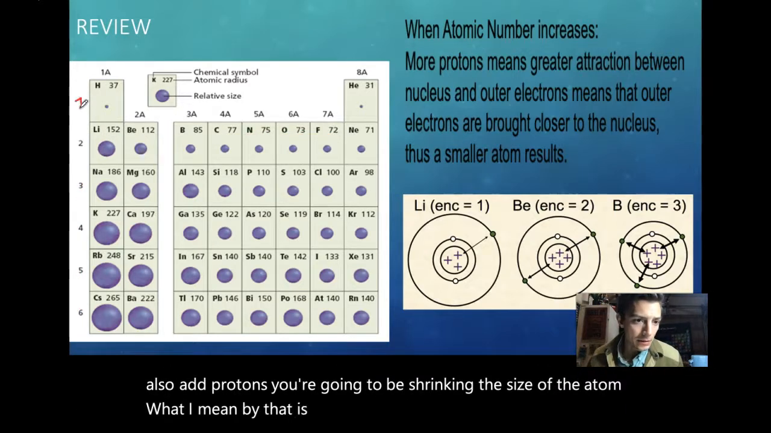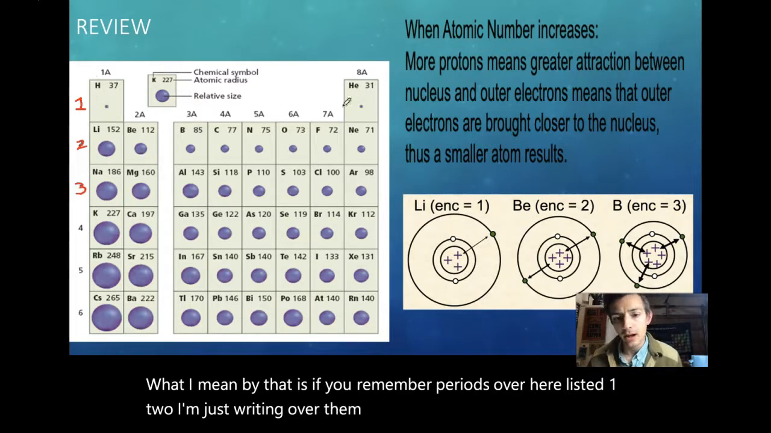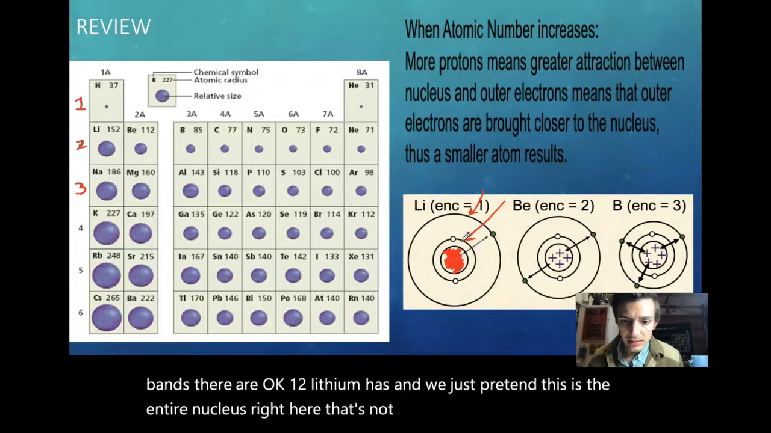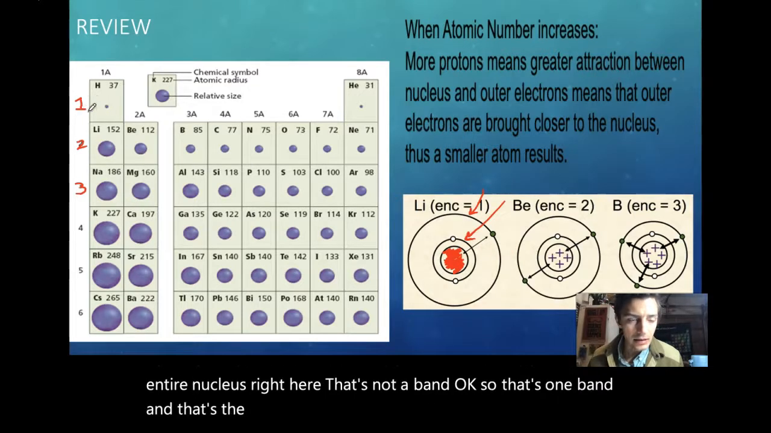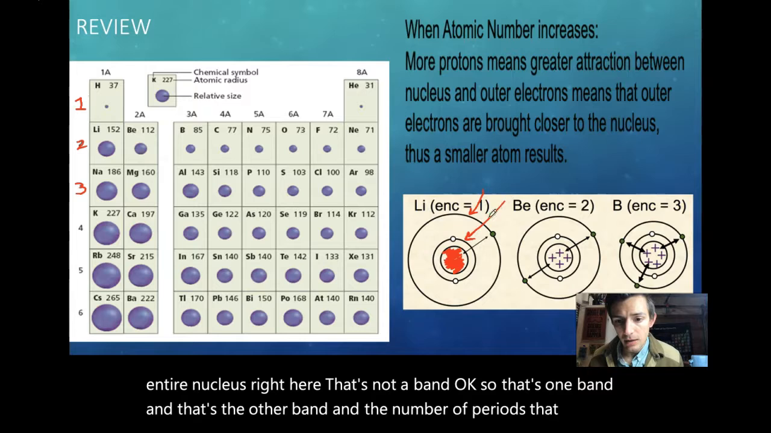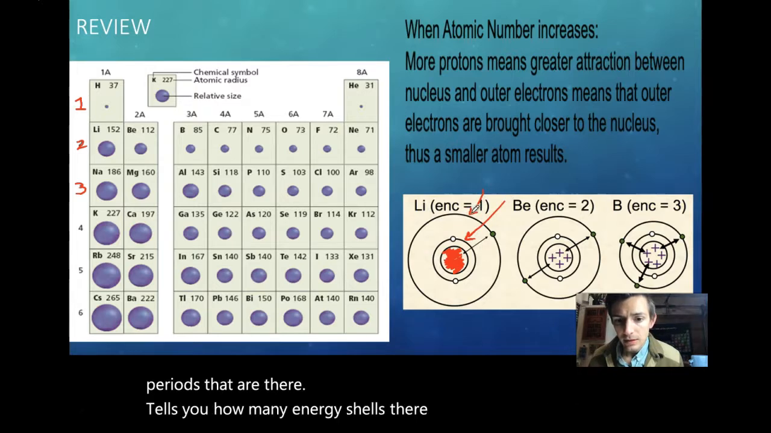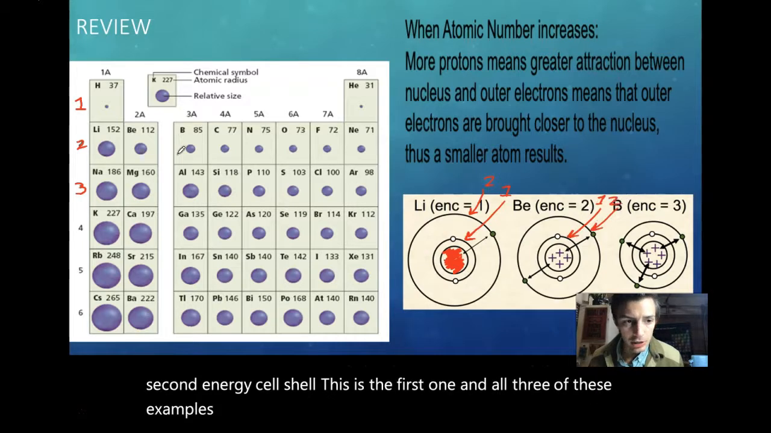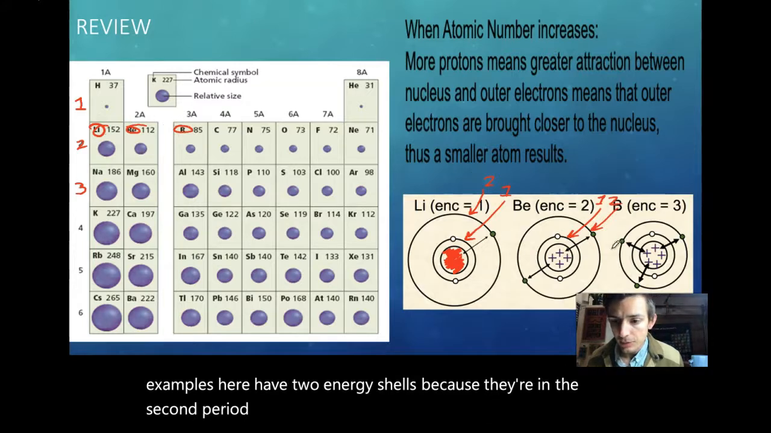If you remember the periods over here, listed 1, 2, I'm just writing over them here. The period tells you how many bands there are. Lithium has, and we just pretend this is the entire nucleus right here, that's not a band, okay? So that's one band, that's the other band, and the period number tells you how many energy shells there are. This is the second energy shell, this is the first one, and all three of these examples have 2 energy shells because they are in the second period. So here are the 3 examples.